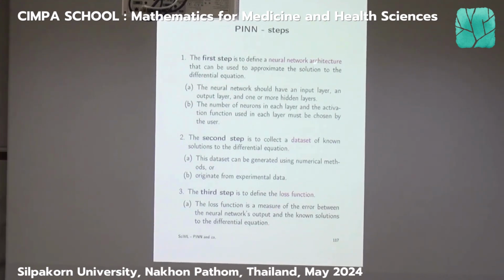First step, you have to define your neural network architecture. Okay, you have the input layer, output layer, hidden layers. The number of neurons in each layer, you have to decide. That depends on the complexity of your problem. Usually, you want to try something simple. Or let's say we try something complicated, you simplify to the point where you have acceptable errors.